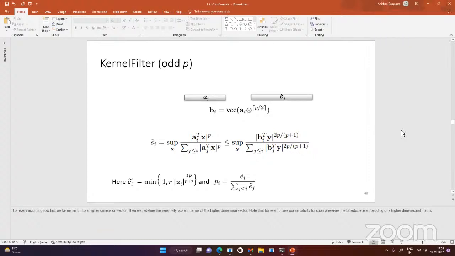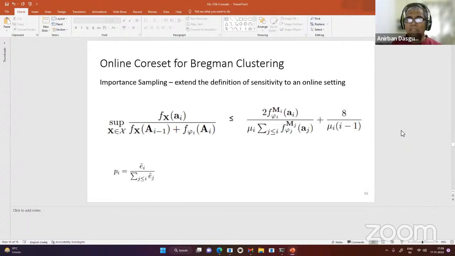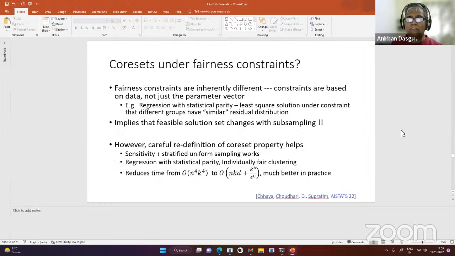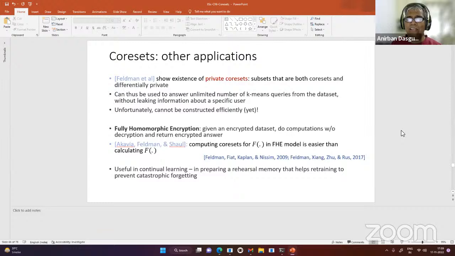Okay, and can you briefly comment on the privacy application? Towards the end, you briefly mentioned that. Yes, let me say a little bit more. One of the things is the following, and this is not very new. This is a pretty old paper by CS standards, from something like 2011, where Feldman and others showed the existence of private coresets. What does it mean? What it says is that you can create subsets of the data that are coresets, and that are also differentially private.